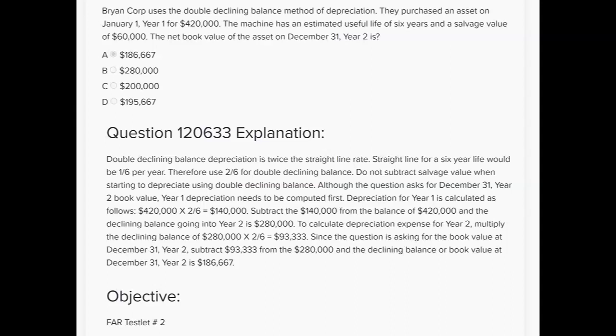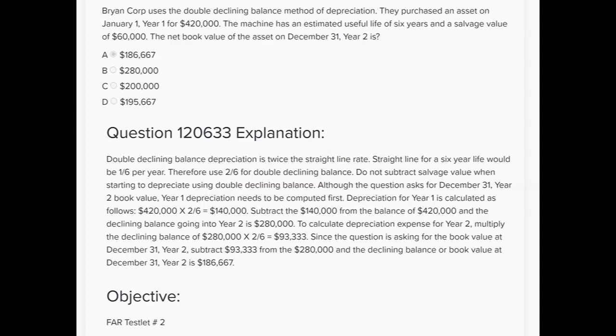Although the question asks for December 31st, year 2 book value, year 1 depreciation needs to be computed first whenever you use double declining balance. So let's start with year 1 depreciation. 420,000 times 2/6 equals 140,000 for year 1 depreciation, but they didn't ask for that, right? But subtract the 140,000 from the balance of 420, and the declining balance going into year 2 is 280,000. That's an important step because now you know the balance to calculate depreciation on for year 2. It's 280,000 times 2/6 again.